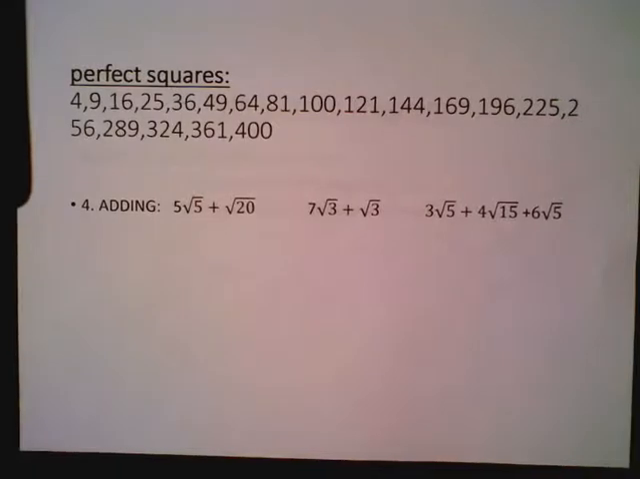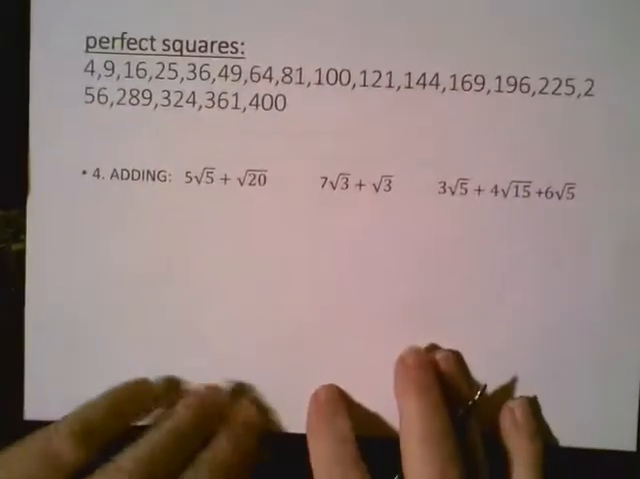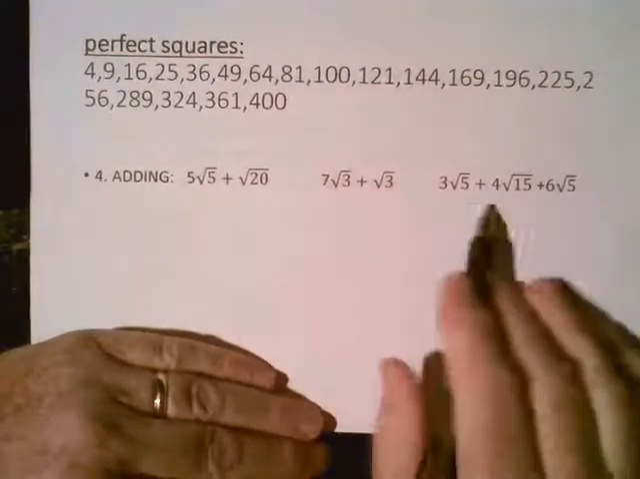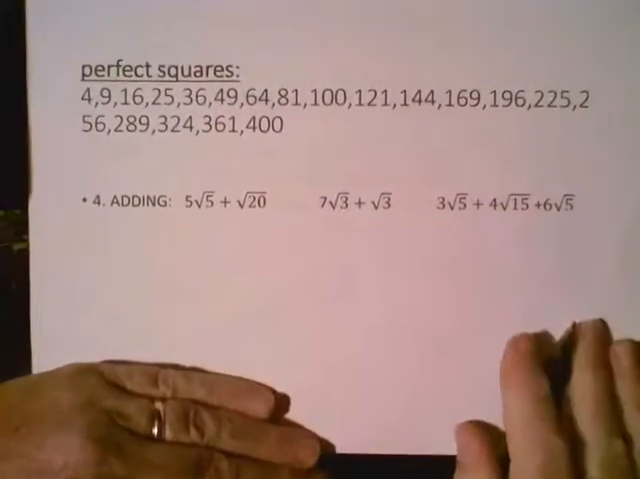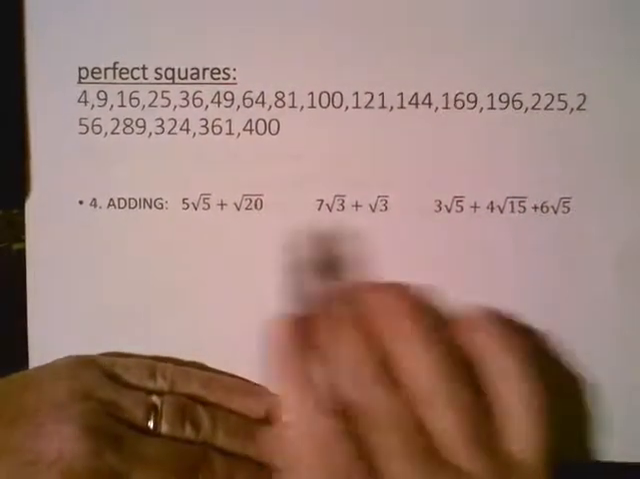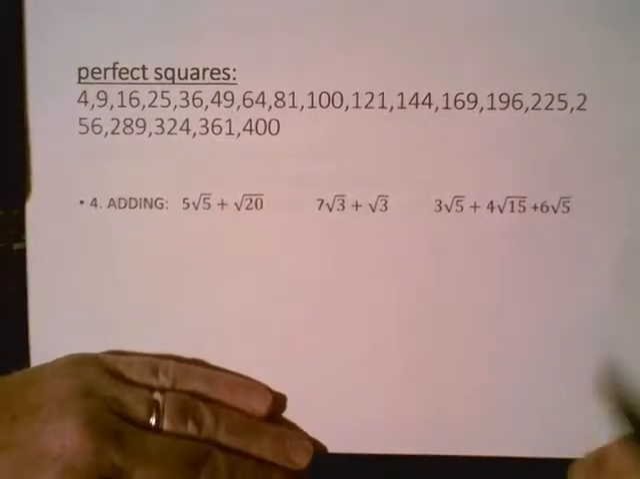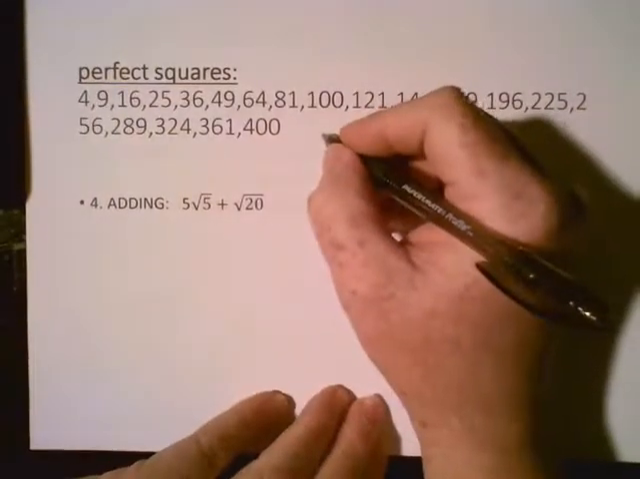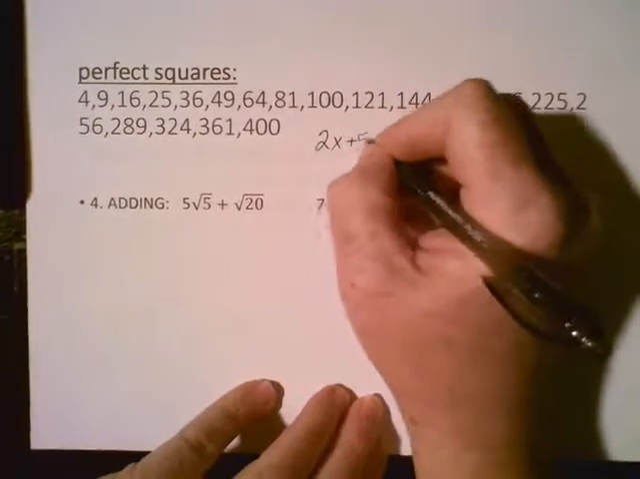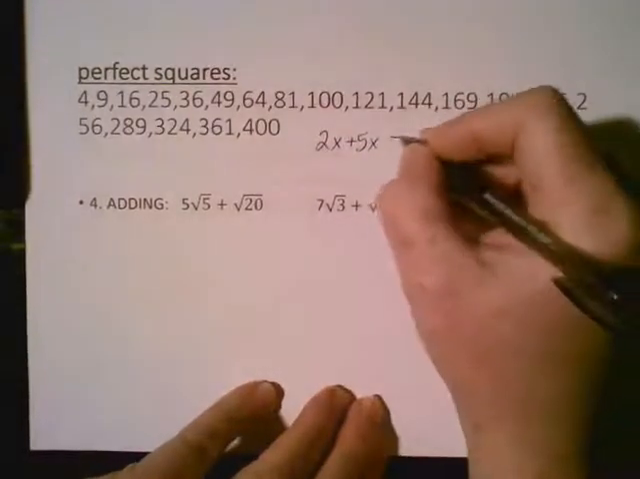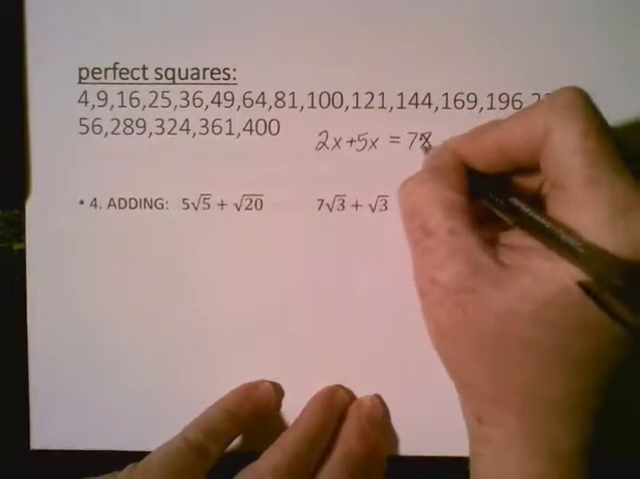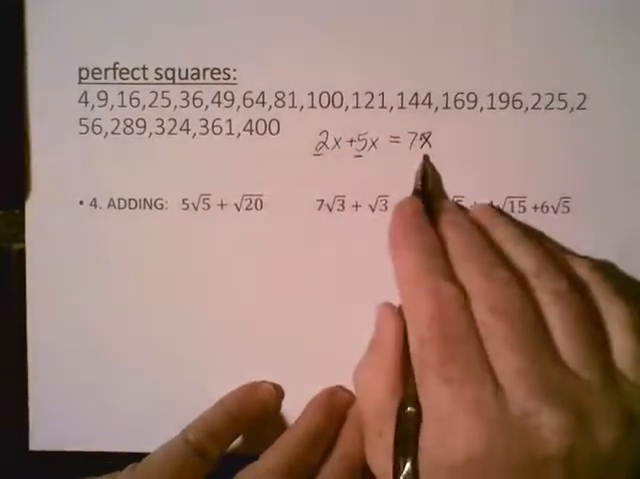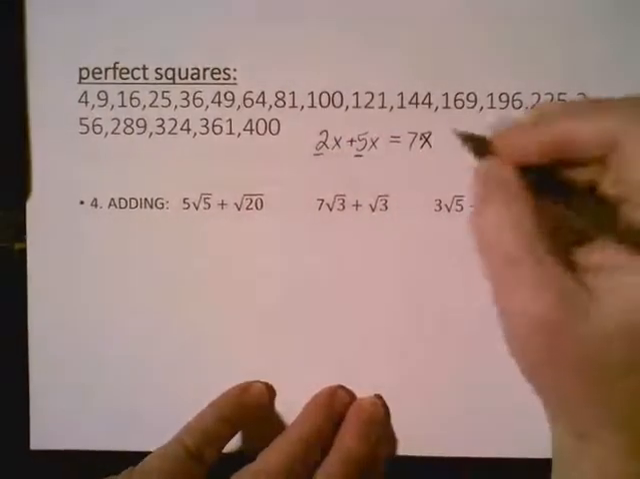The last part with radicals is adding them together. Adding or subtracting. I only put addition on here. I'm not sure why. Just being lazy, I guess. But this works with adding or subtracting. When you're adding or subtracting or multiplying or any of this other stuff, you got to treat these like variables. So if I had something like 2x plus 5x, that would give me 7x. You just add or subtract the coefficients and keep the x the same. It's going to be the same with the radicals when I show that to you here in a minute.